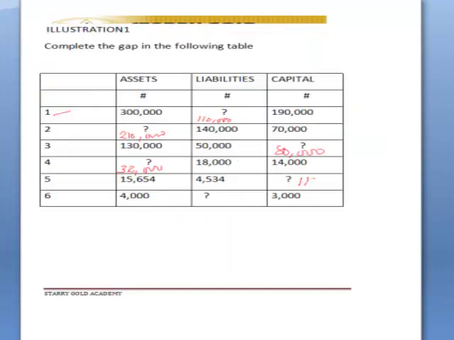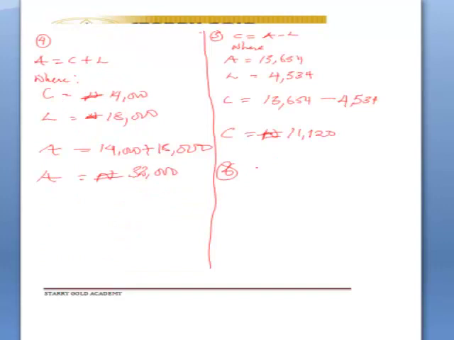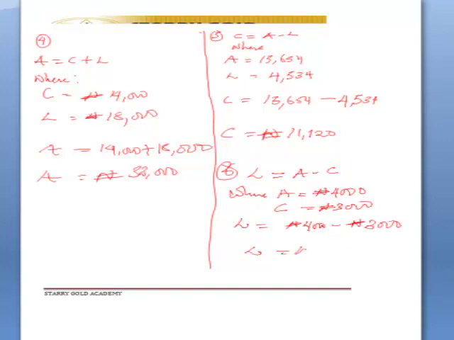So then question 6. Here we will be looking for liability, where A is 4,000 and the capital is 3,000. So liability here is just 1,000. But let's go and work it out. Liability is what we're looking for, so liability equals asset minus capital, where asset equals 4,000 and capital equals 3,000. So L equals 4,000 minus 3,000. Therefore L equals 1,000 naira.